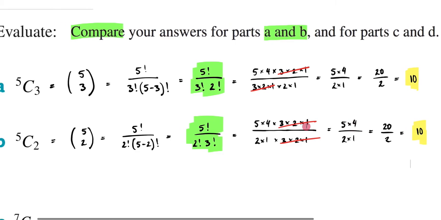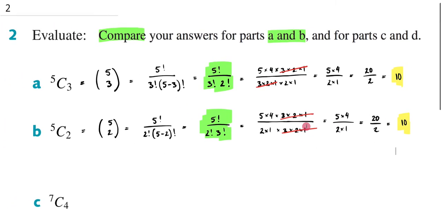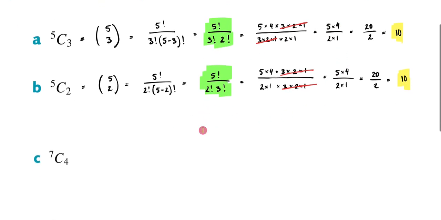So that means, let me zoom right out here for a second, that if I have 5 objects and I'm trying to arrange them into groups of the size of 3, I'm going to get the same amount as if I have 5 objects arranging them into groups of 2. And that's because of what we talked about before. Let's now go on to C.